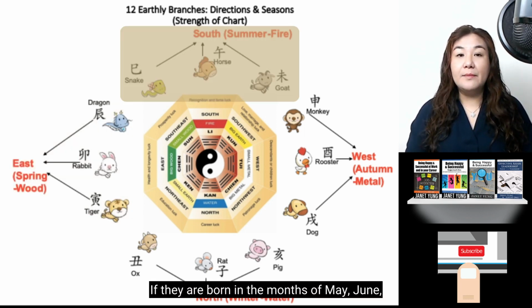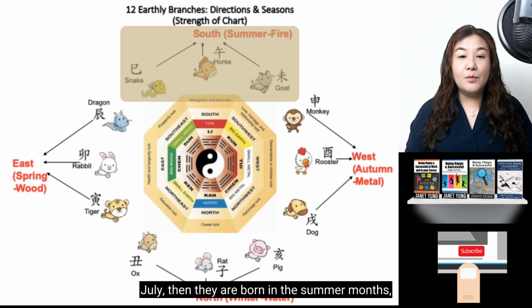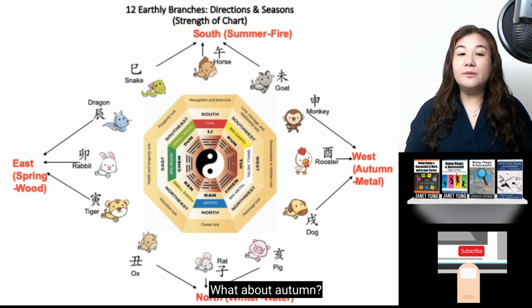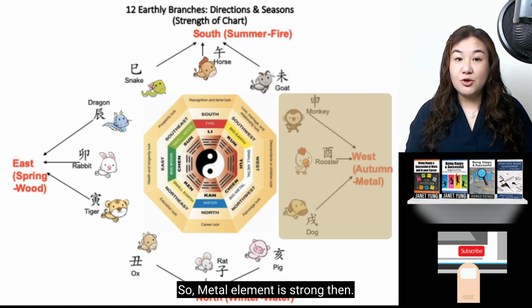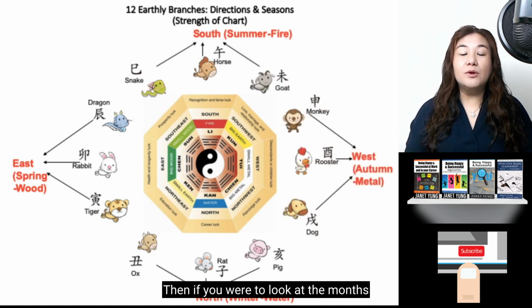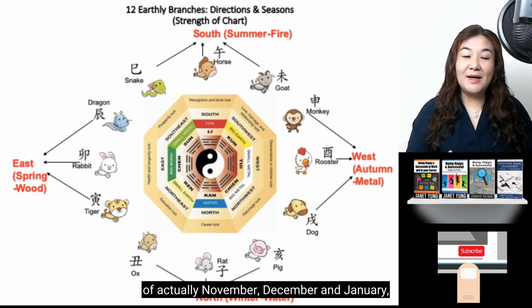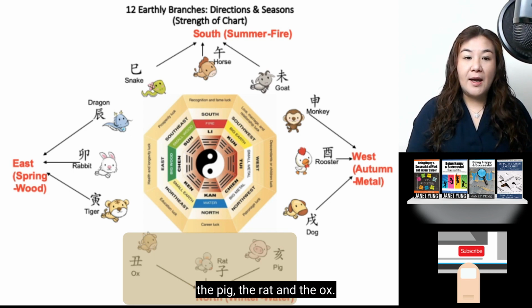If they are born in the months of May, June, July, then they are born in the summer months of snake, horse and goat. What about autumn? Autumn are the animal branches of monkey, rooster and dog. So metal element is strong then. Then if you look at the months of November, December and January, these are the winter months of the pig, the rat and the ox.